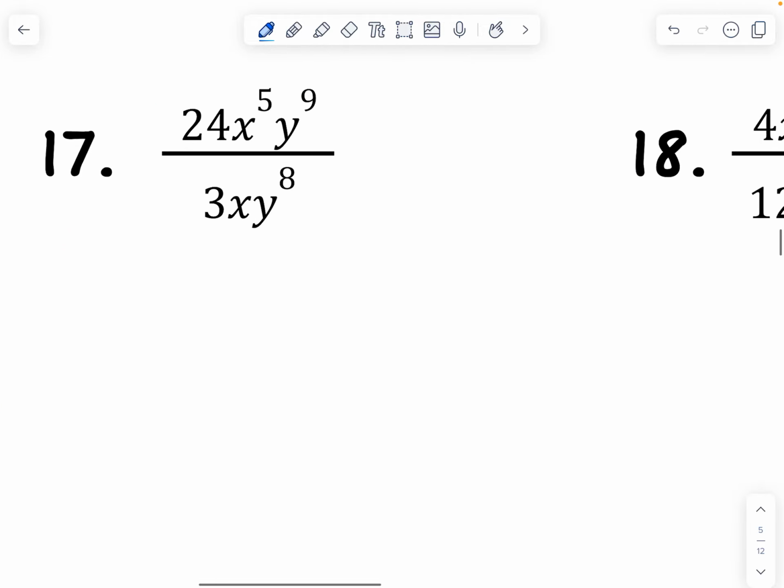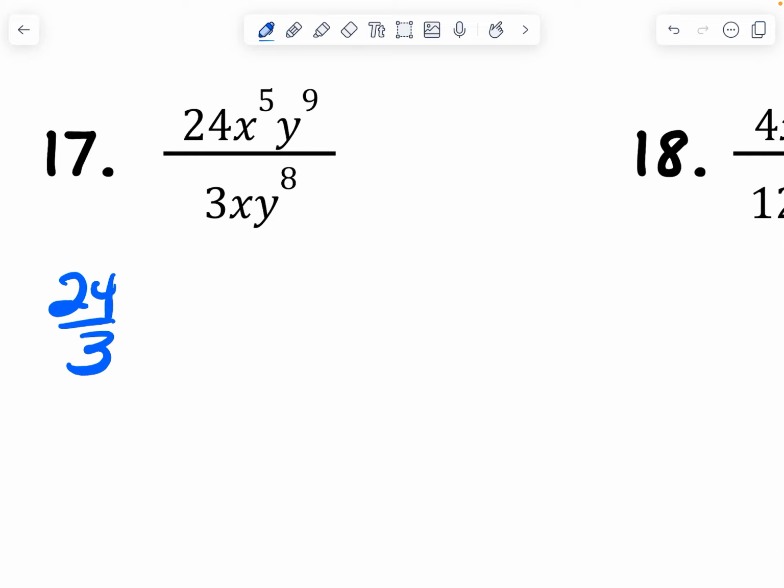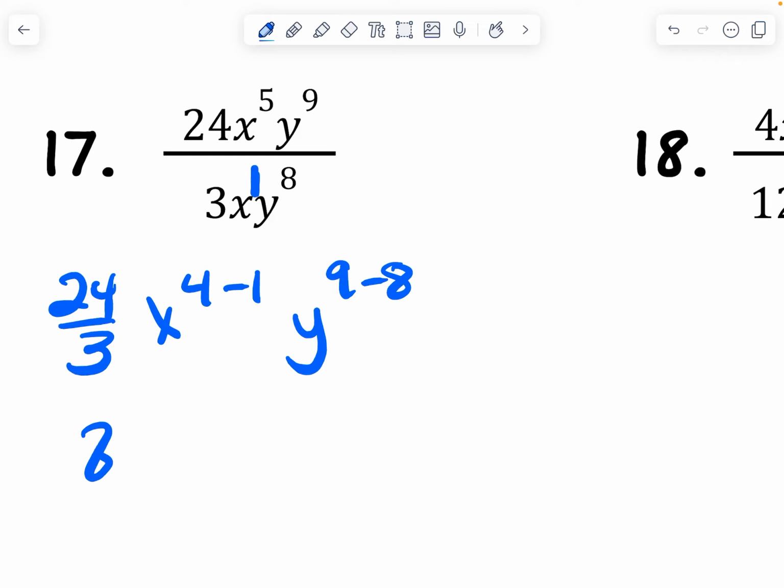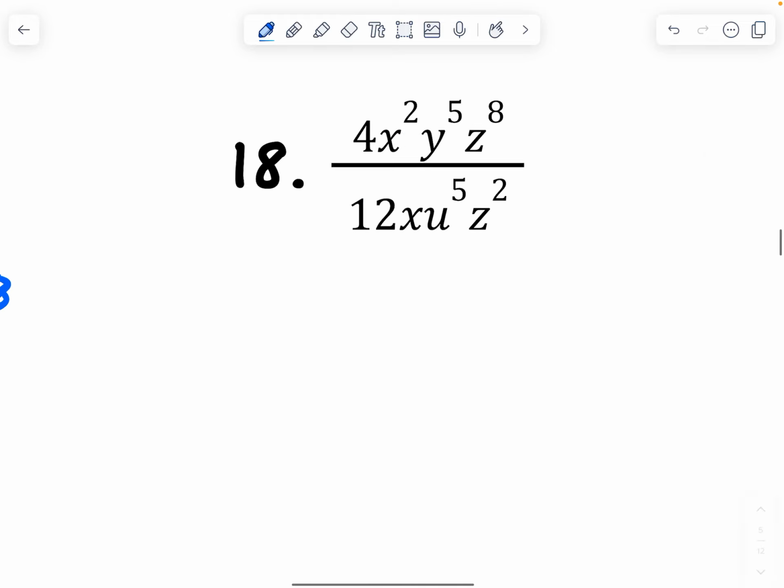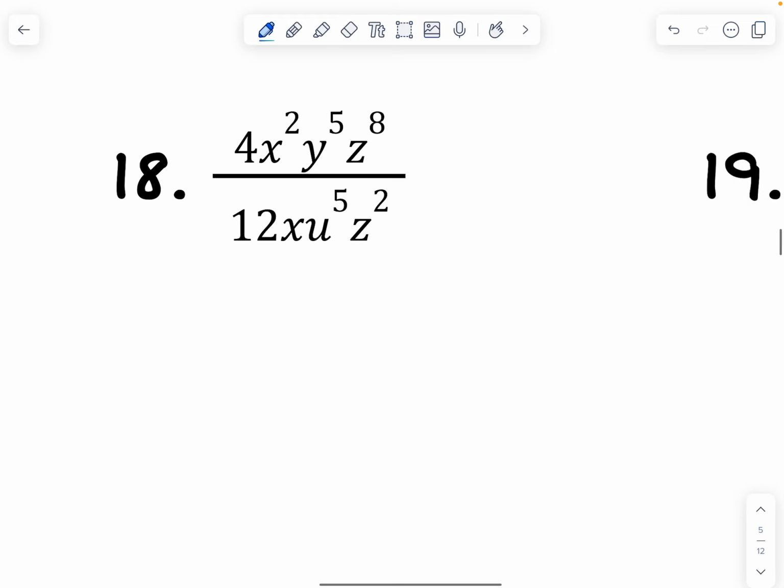Okay, on this one, 24 over 3. Remember there's an invisible 1. 4 minus 1, 9 minus 8. 8, x to the 3rd, y to the 1, but we don't usually write the 1. Okay.